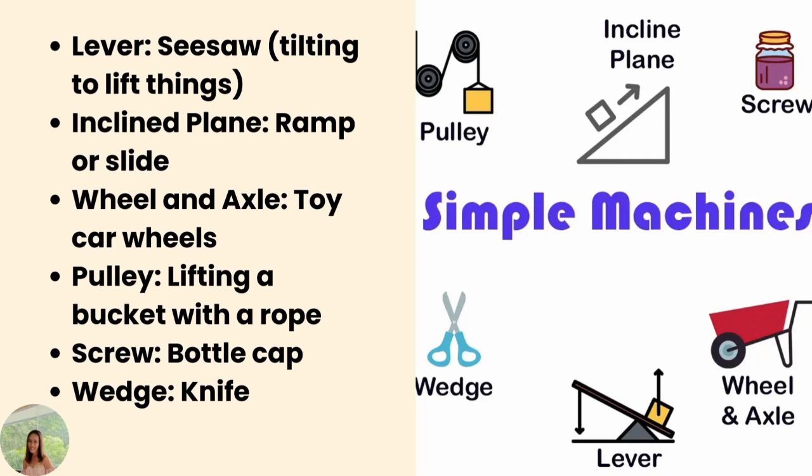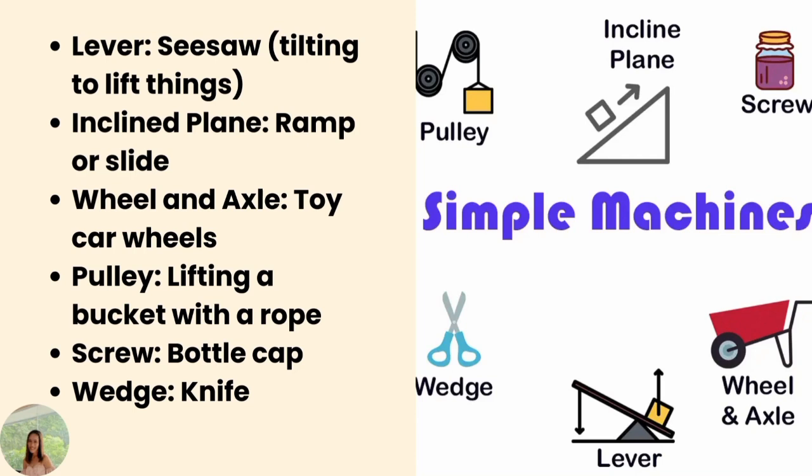Inclined plane. What is it? An inclined plane is like a ramp or slide. It's a slanted surface that helps things go up and down easier. Example, when you go down a slide, it's an inclined plane. It helps you go down faster without jumping.